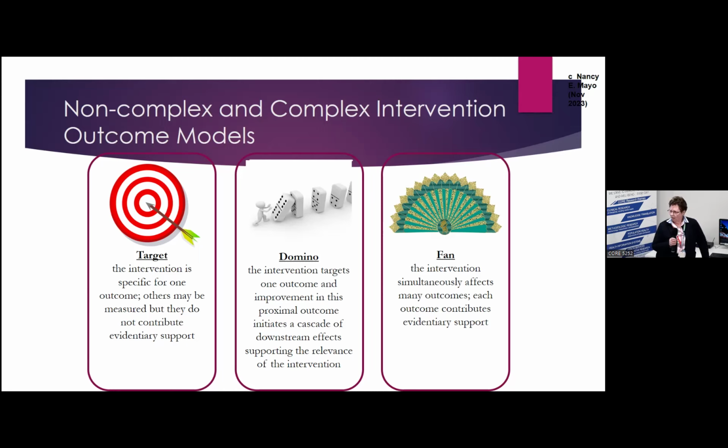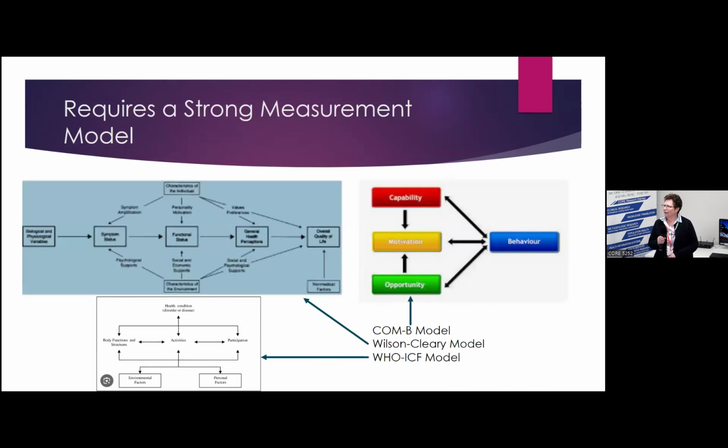The other outcomes, this cascade of downstream effects, support the relevance of the intervention, but they're not part of the evidentiary support. They support the relevance. Not only did I fix this, but look what else I bought with my intervention. What is typical of a complex intervention is a fan. The intervention simultaneously affects many outcomes and each contributes evidentiary support. And this is why we need different models to deal with this more complex set of outcomes.